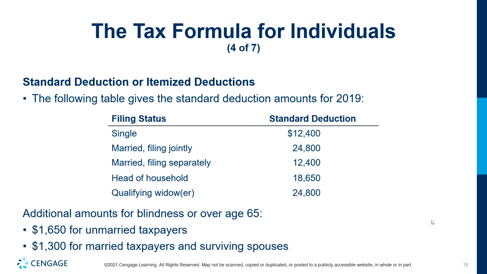Now, if you're married, it's a little bit less, just a little bit, because there are two people who could get it, because it's either or for each spouse. So if only one spouse is blind or over the age of 65, they get the $1,300. If both of them are over 65 or blind, they each get the $1,300. Plus, if they're both blind and over 65, double it. Same thing, and of course, surviving spouses.